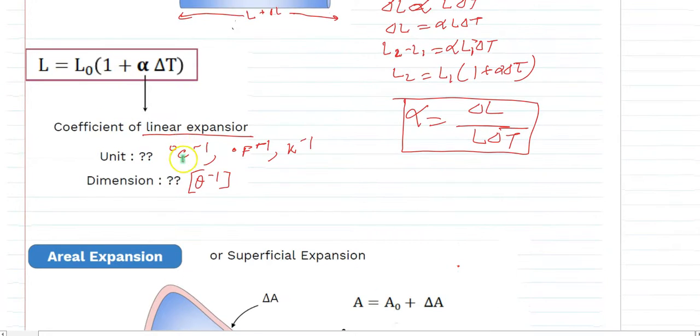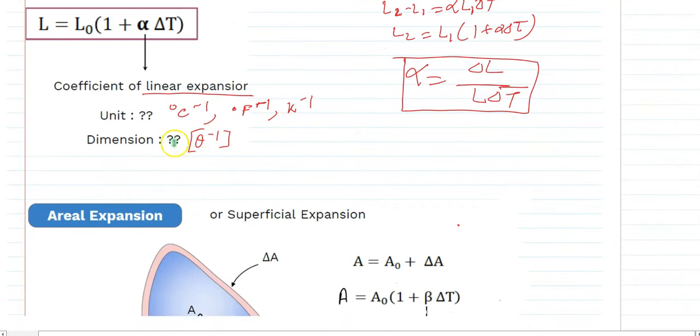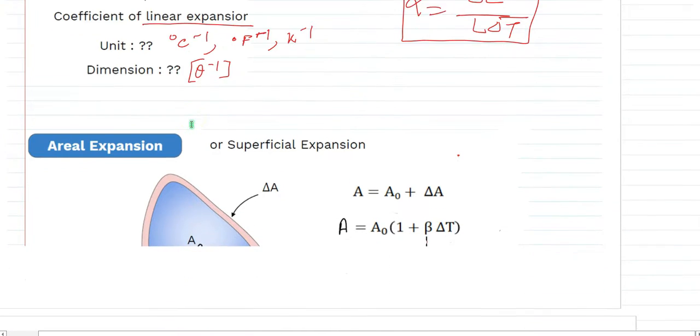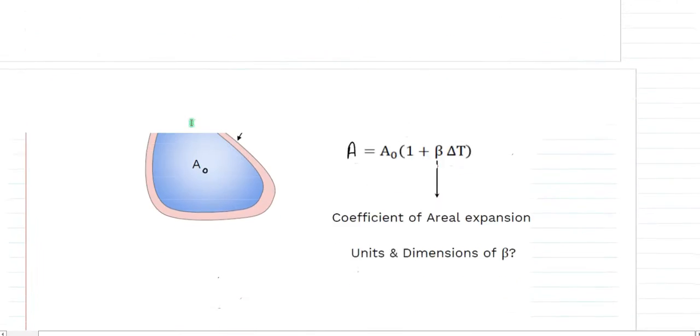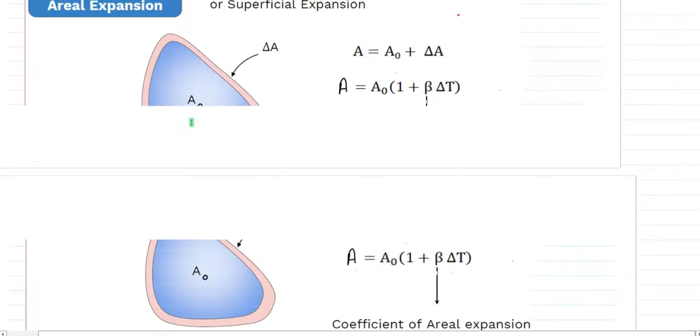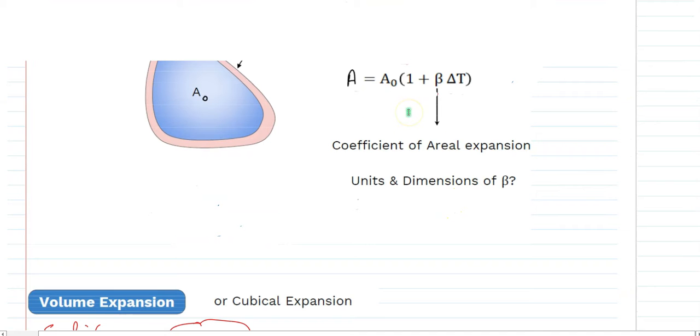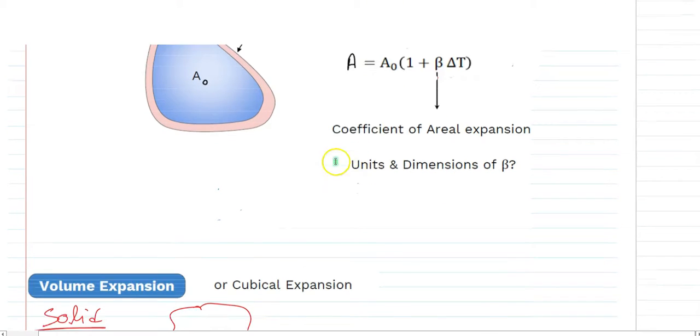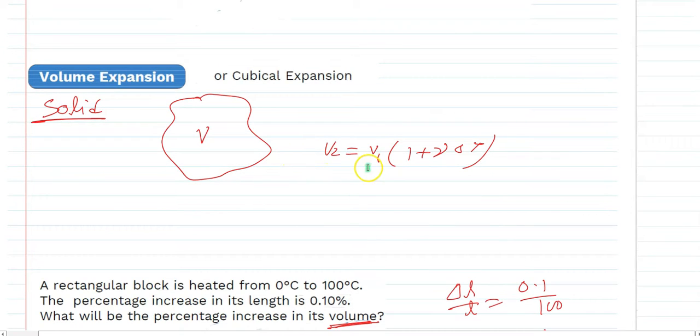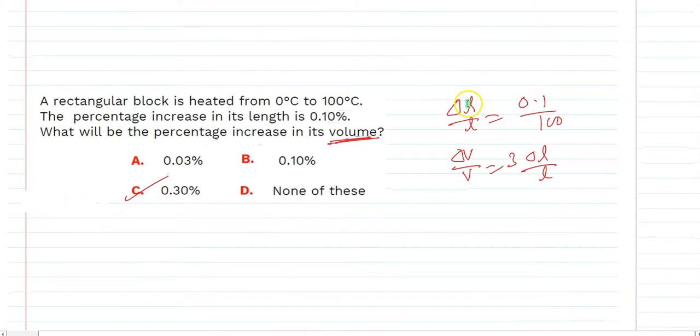It has unit and dimension. The units are degree centigrade inverse, Fahrenheit inverse or Kelvin inverse, and the dimension is theta inverse. Then areal expansion is the increase in area, and there is the coefficient of areal expansion, beta. We also have volume expansion, where V2 equals V1 into 1 plus gamma delta T. Gamma is called the coefficient of volume expansion.